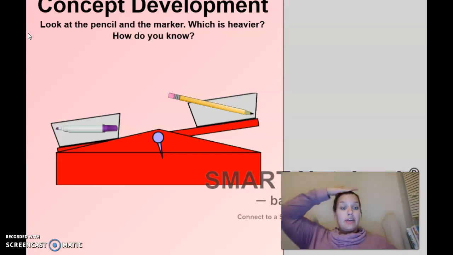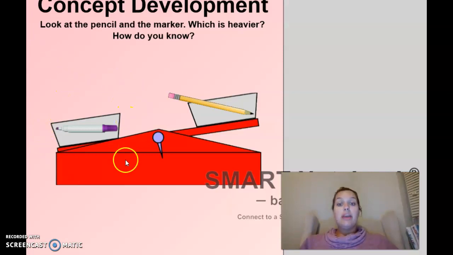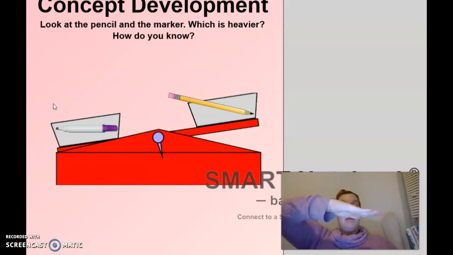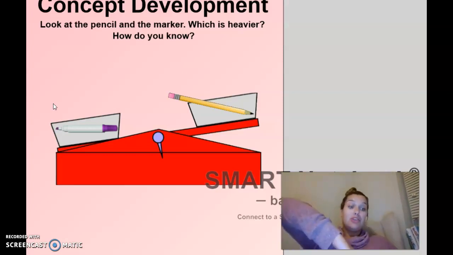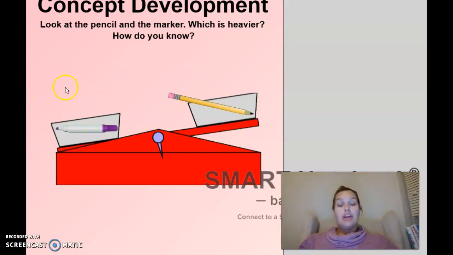If you put your hand on your head for the marker, you are correct. The marker is heavier. And I know this because, like my seesaw, the heavier part of my scale goes down. So, just like that seesaw, when you went down because you were heavier than the kitten, this marker is heavier than the pencil. So it goes down. Let's try another one.